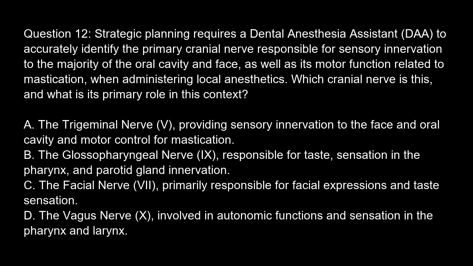Option B. The glossopharyngeal nerve IX, responsible for taste, sensation in the pharynx and parotid gland innervation. Option C. The facial nerve VII, primarily responsible for facial expressions and taste sensation. Option D. The vagus nerve X, involved in autonomic functions and sensation in the pharynx and larynx.